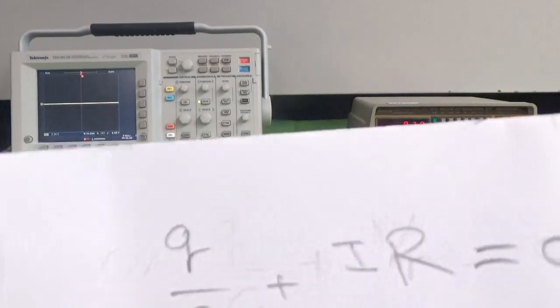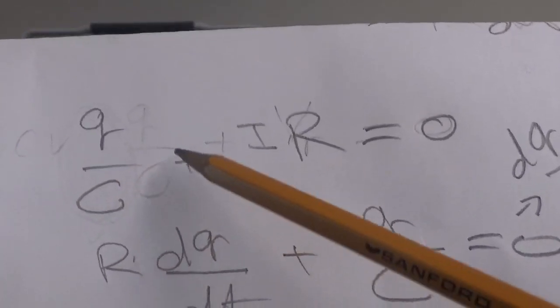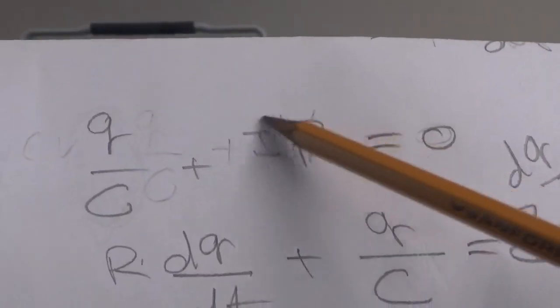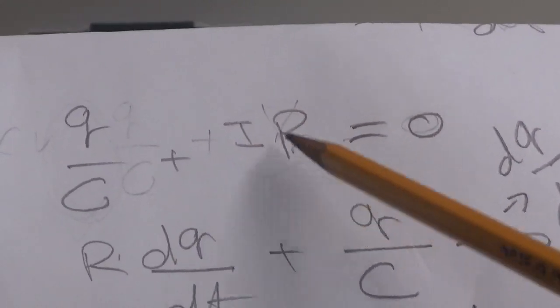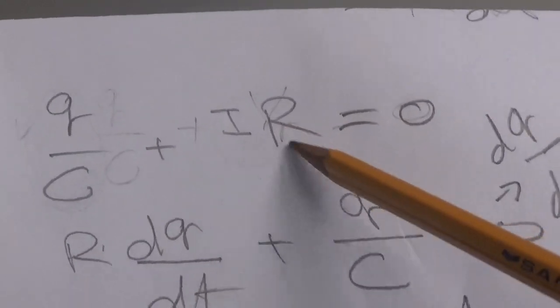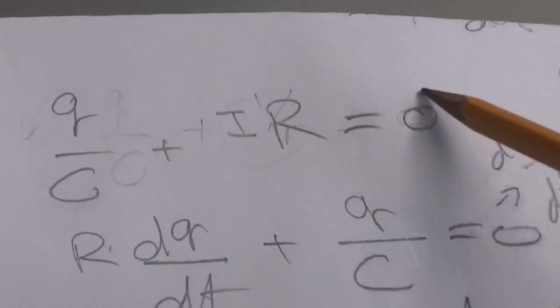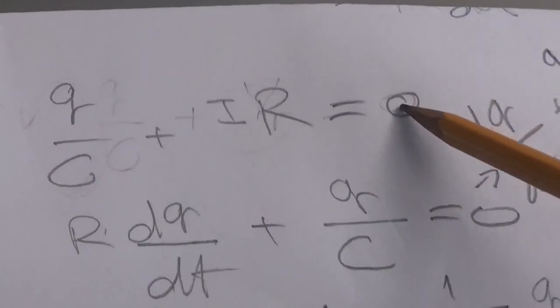So the equation will be like this, guys. Q over C is VC, the voltage across the capacitor. We studied that the voltage across the capacitor is equal to charge divided by capacitance, plus IR. IR here is the voltage across the resistance, where I is the current and R is the resistance value, and that is equal to 0 since V peak to peak is equal to 0.